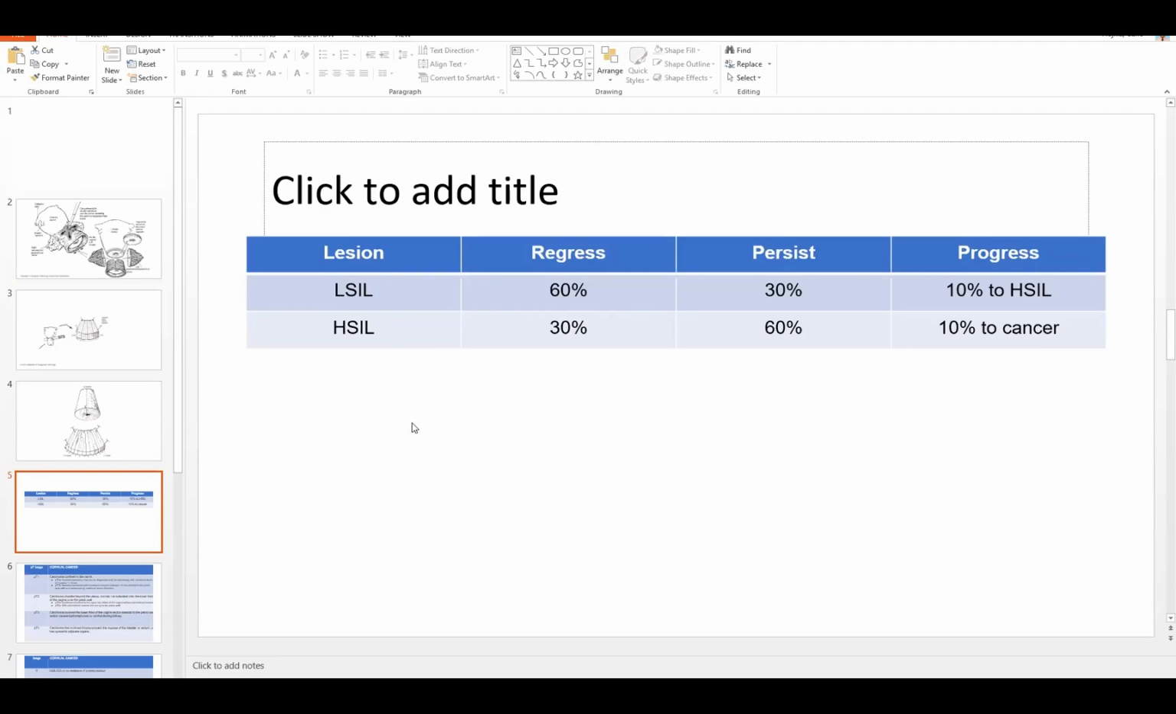And this is a common question in terms of how often they can regress, persist, or progress into something worse. These are the most common numbers that are quoted, the 60-30-10 rule. LSIL most of the time will regress, some will persist, and very few will progress. HSIL is the one that tends to persist a bit more, and the big risk for the high-grade squamous intraepithelial lesion is the progression to invasive carcinoma, and that happens roughly about 10% of the time.